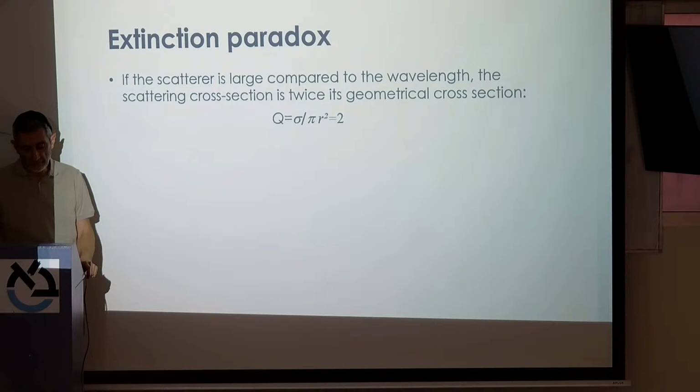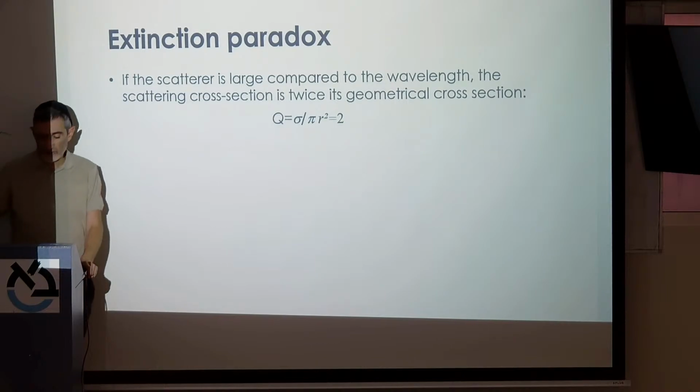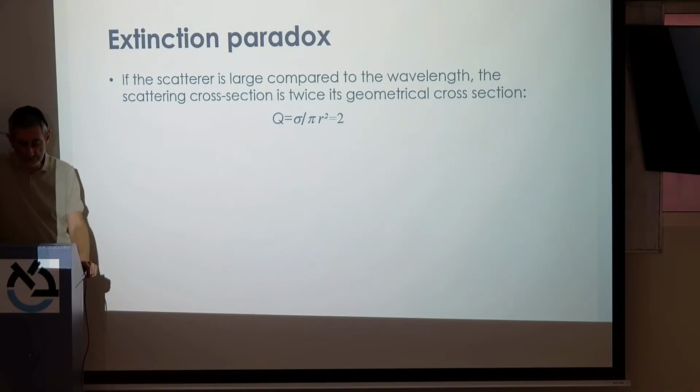So there is something called the extinction paradox. By the way, one of the papers that I will propose to you for the exam discusses this topic. So the extinction paradox tells you that if the scatterer is large compared to the wavelength, the scattering cross-section is twice its geometrical cross-section. So Q can be 2. In the limit of large scatterer, Q is equal to 2. So the object scatters twice its geometrical cross-section.